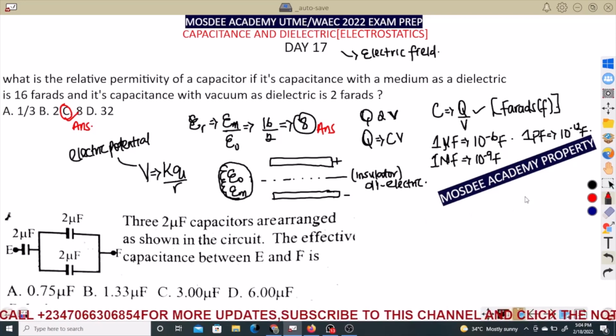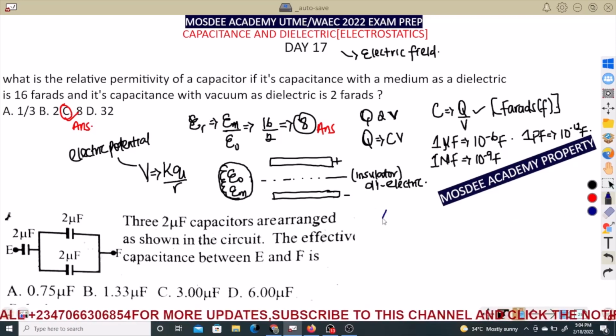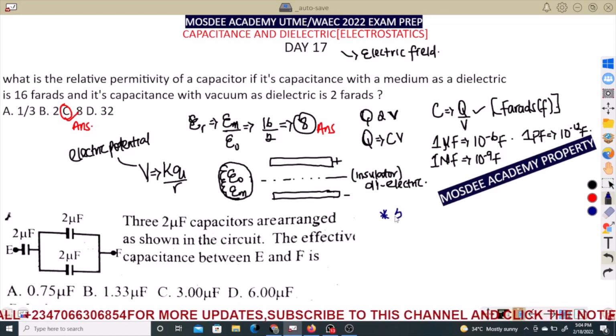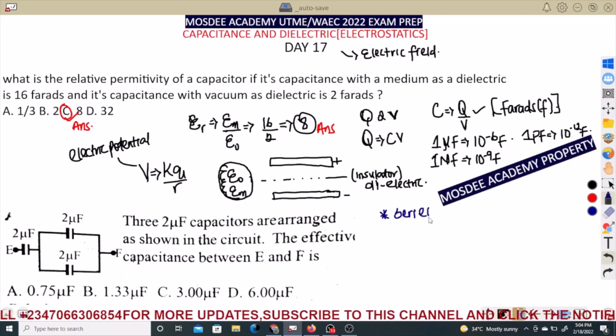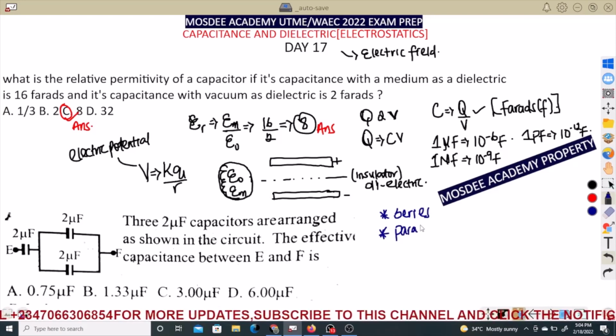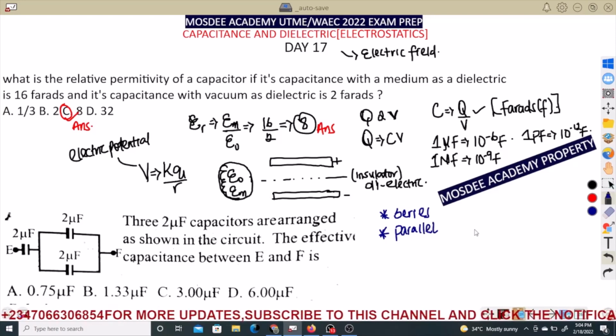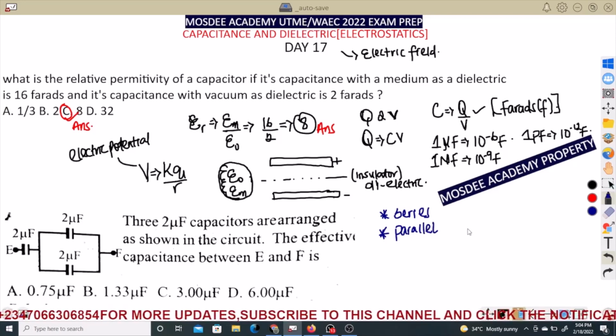Now, in your classroom or in your junior classes, you might have studied that capacitors can be arranged both in series and also in parallel. Now, let me quickly talk about the most important thing. Permit my spelling if it is not correct. I do tell you, do write the correct spelling.